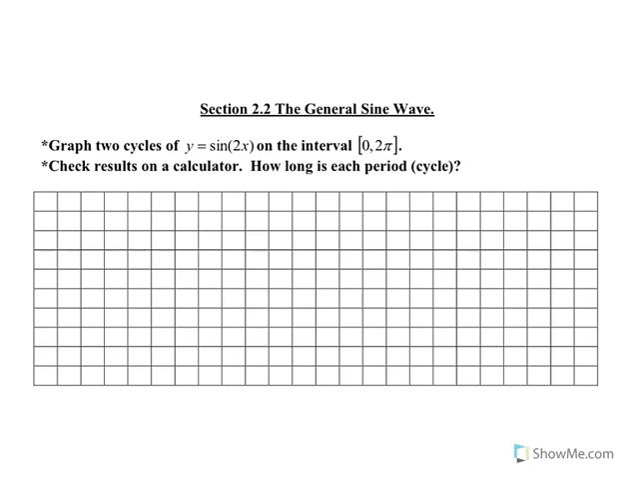So we know the normal length of a period is 2 pi, but in this case we're going to divide it by the b value, which is 2. So our new period length is going to be pi long. So this is going to help us set up our scale. So let's go ahead and set up our scale.